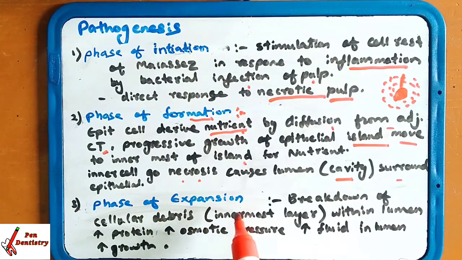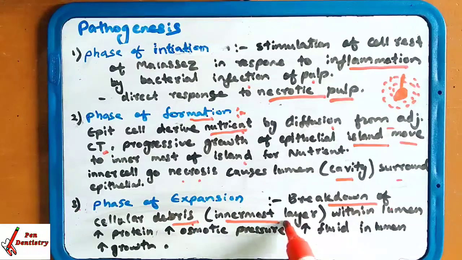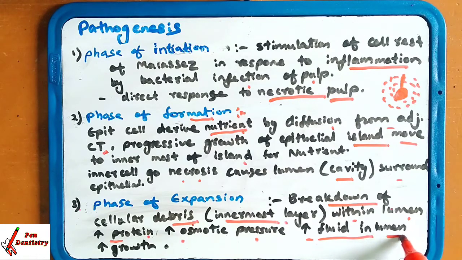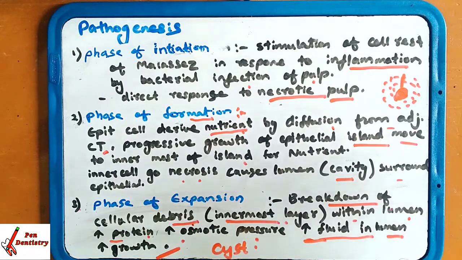Phase of the expansion. There is a breakdown of the cellular debris in the innermost layer within the lumen, which increases the protein and increases the osmotic pressure. Due to the increase of the pressure, an increase in the fluid of the lumen takes place. Due to the increase in the fluid, the growth of the cyst takes place. This is how the growth of the cyst, or the pathogenesis, of the radicular cyst takes place.